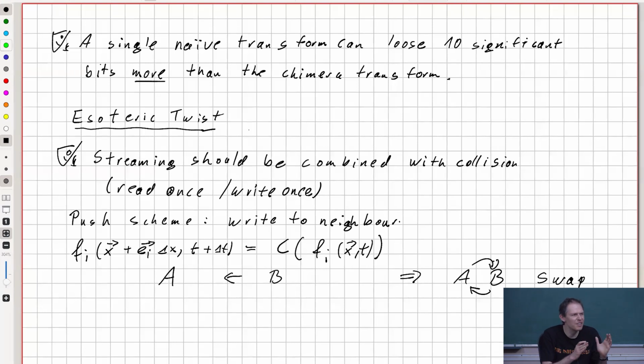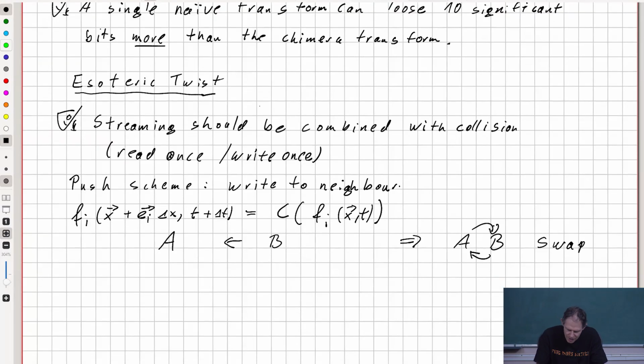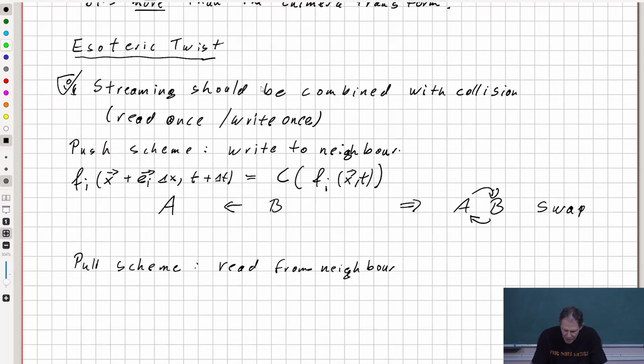So we always need two populations. An alternative to this is the so-called pull scheme. This is the read from your neighbor. So read from your neighbor looks like this.